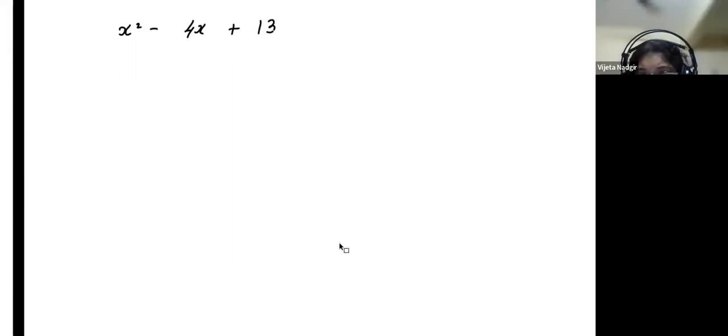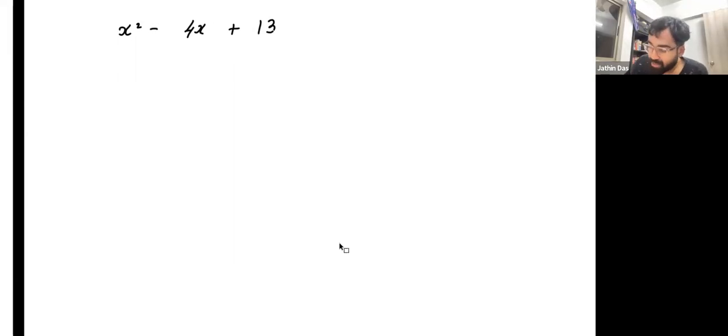This we did, no, this we didn't. Okay. I taught you the completing the square method. Okay, wait. I think I've taught you, but I'm just giving a revision again. Take x square minus 4x plus 13. It's a quadratic. Okay, so I have to complete the square.